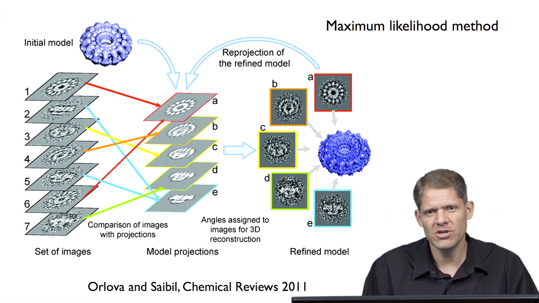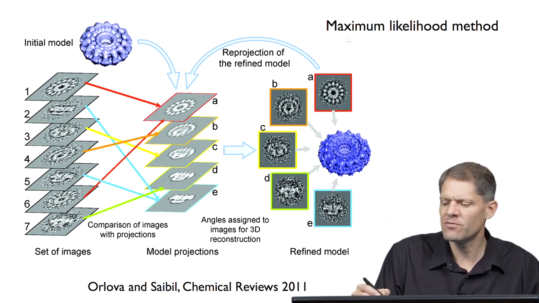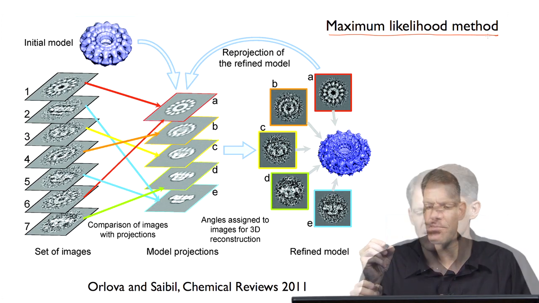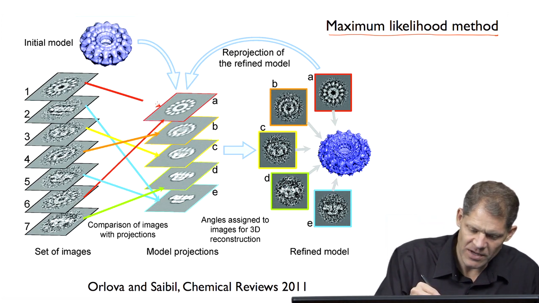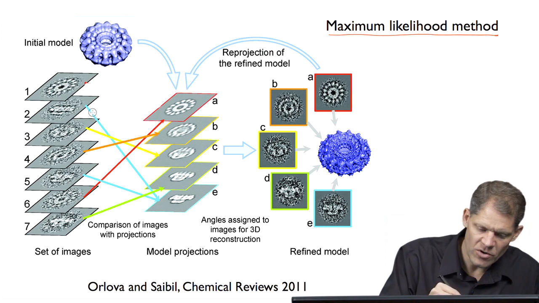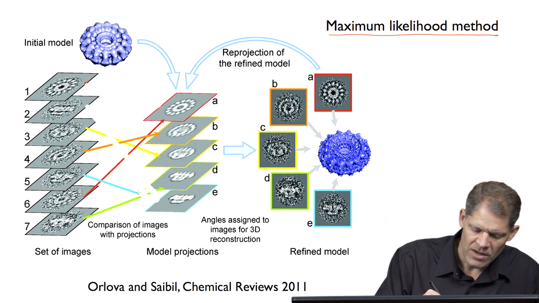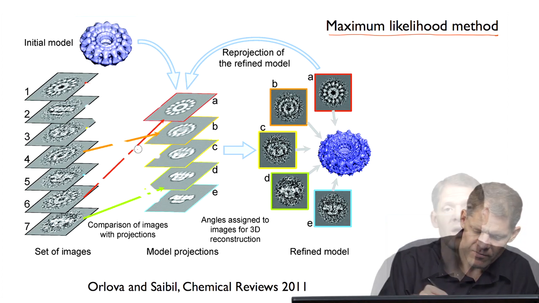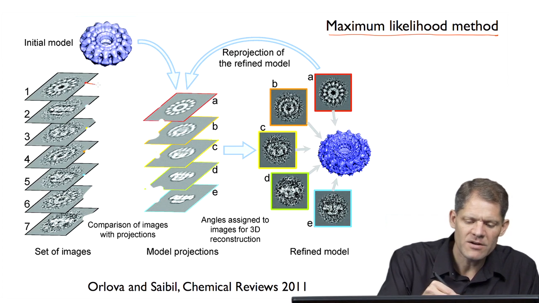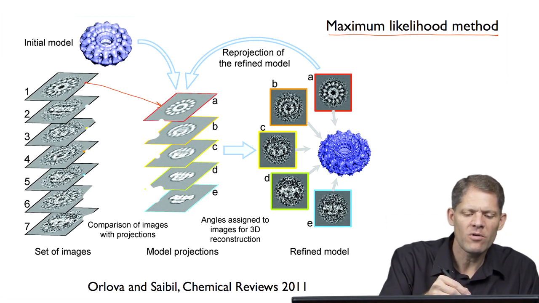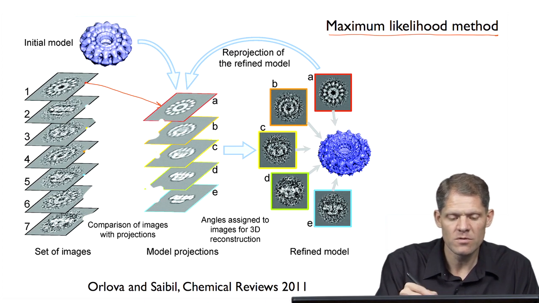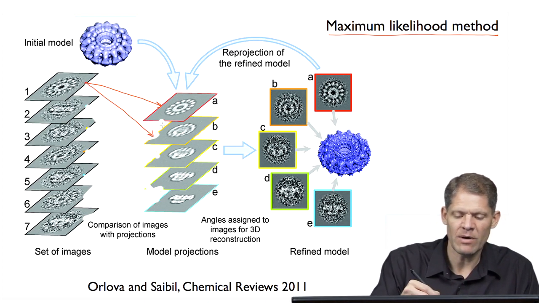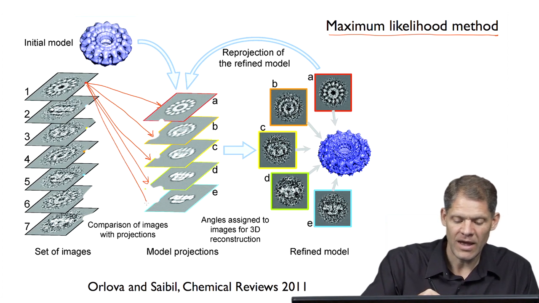Now, an important variation on that basic process takes advantage of what is called a maximum likelihood method. And in order to explain this, let's go back to this figure and begin by erasing the arrows which show that each experimental image is assigned to a single class. And instead, there is an estimate calculated of how likely it is that this experimental image is a representation of this view, and how likely is it that it represents this view of the particle, and how likely is it that it represents this one, and this one, and this one.